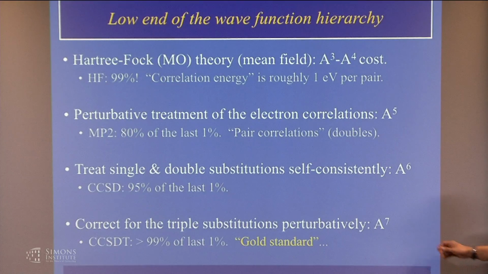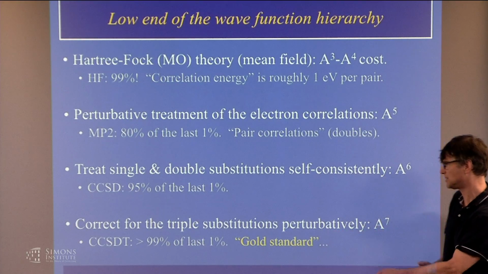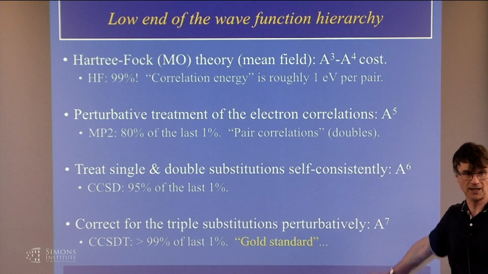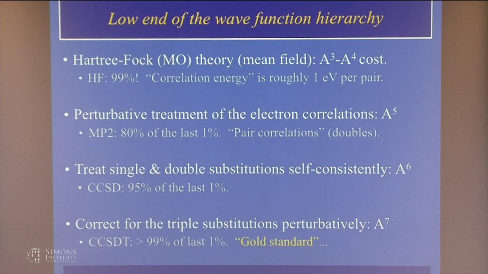So CCSD(T) gives you more than 99% of the last 1%. That is sometimes called the gold standard of quantum chemistry because it's about the most expensive thing you can afford, and it typically gets chemical accuracy for problems that are not strongly correlated.